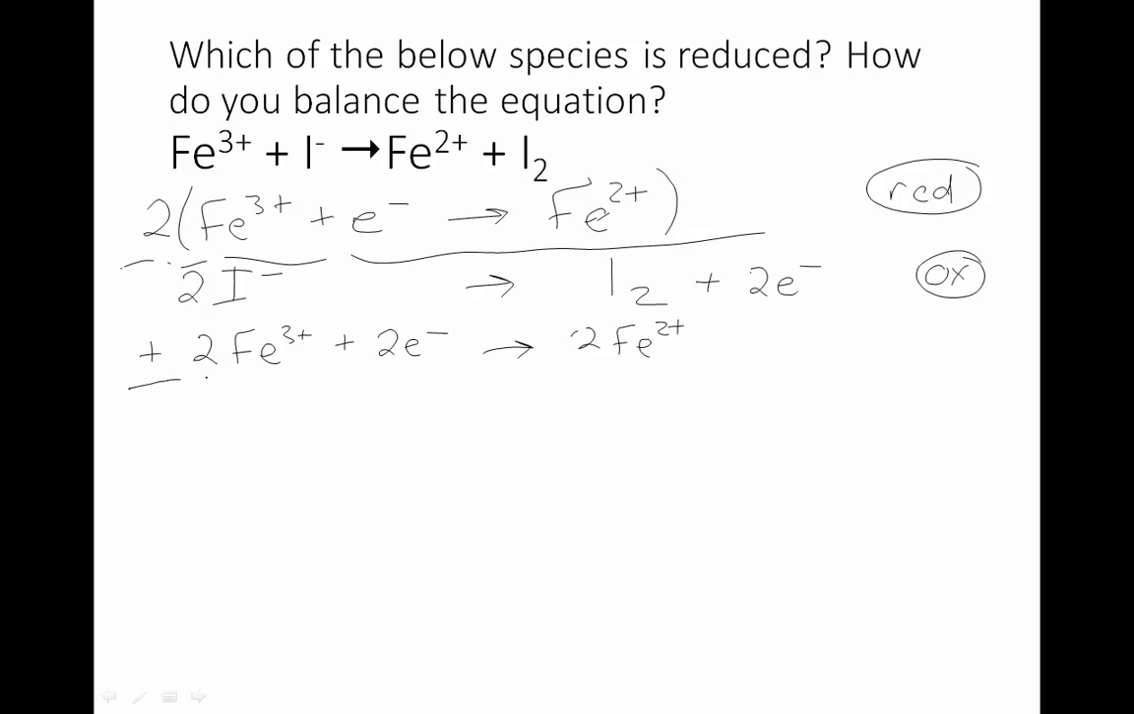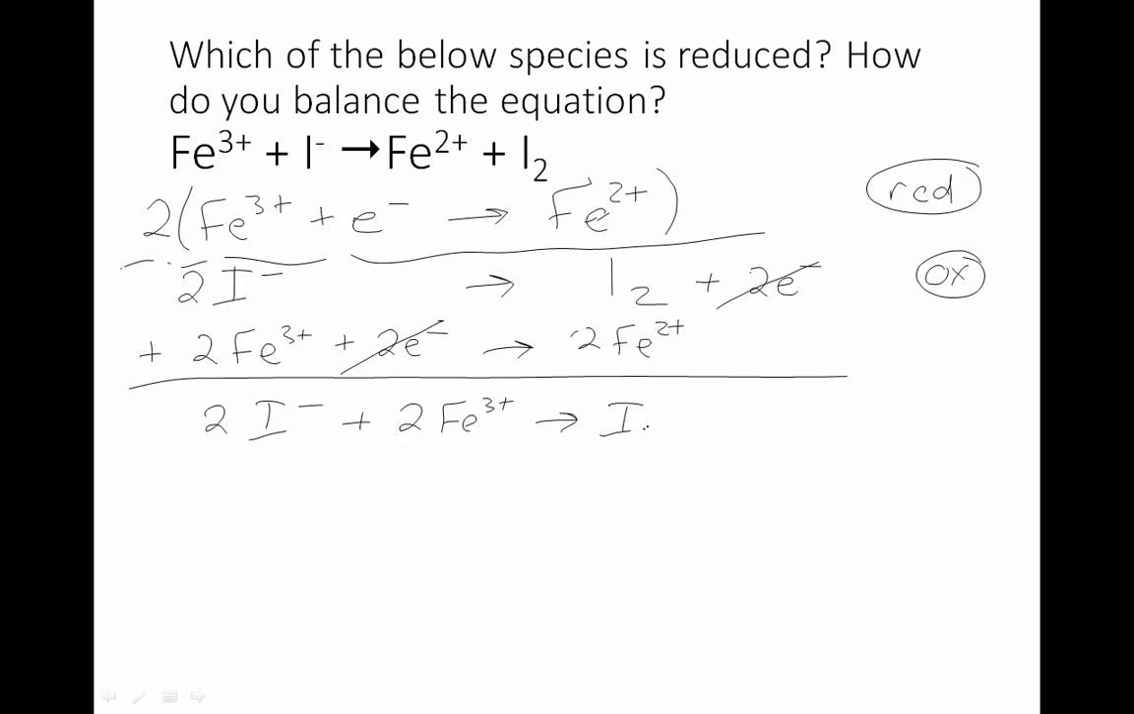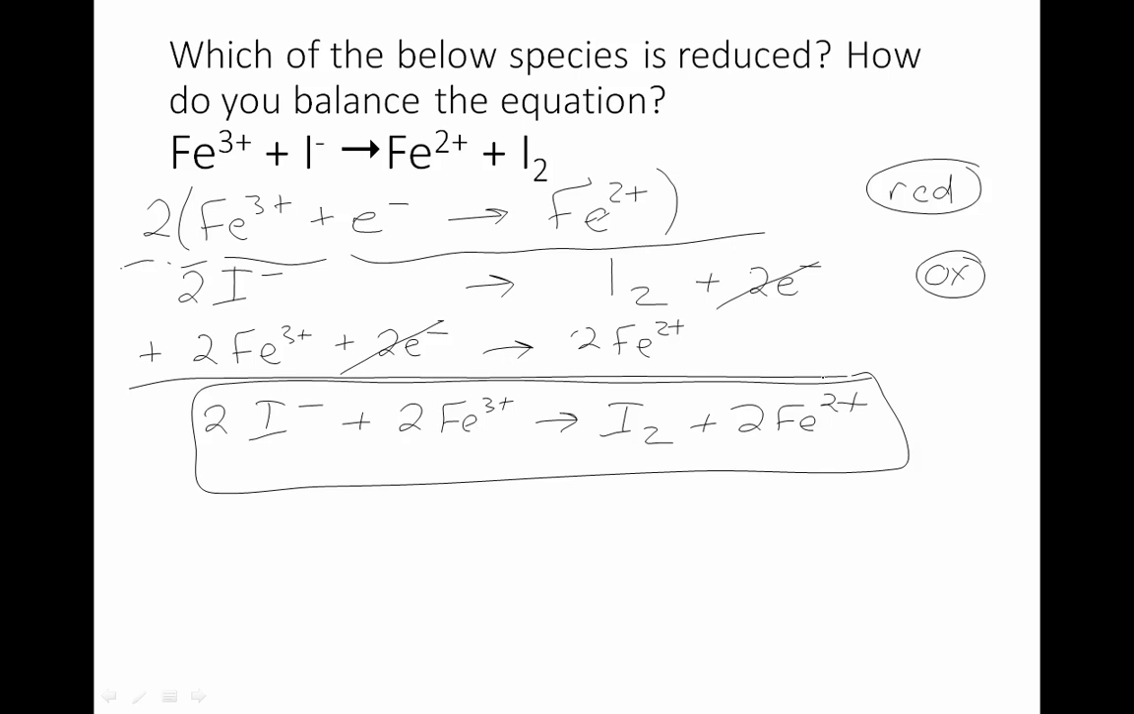Now we can add them all together. Our 2 electrons cancel, and we're left with 2 I- plus 2 Fe3+ yields I2 plus 2 Fe2+. And that is our final balanced reaction. And we've already identified which one is reduced and which one is oxidized. So this is a step-by-step way you take and balance a reaction.